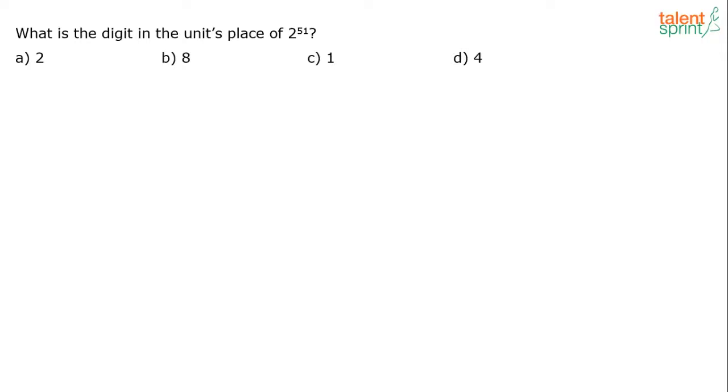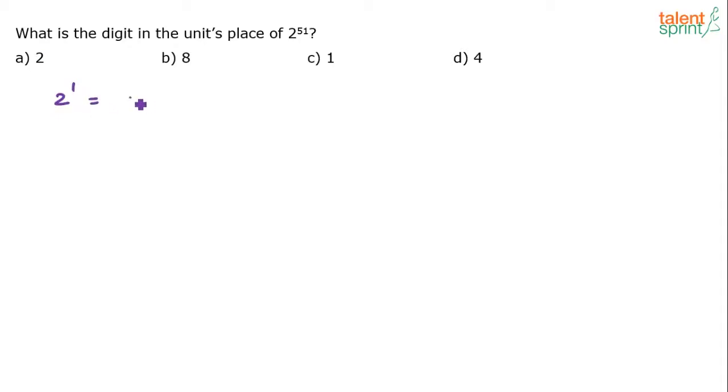I think all those who got 6 as the answer for the previous question considered 899 as a prime number itself, right? But 899 is not a prime number. Done? That's a sitter. What is the digit in the unit place of 2 power 51?